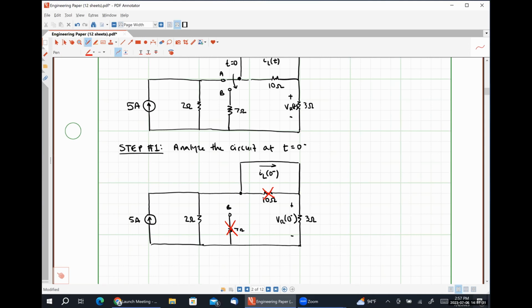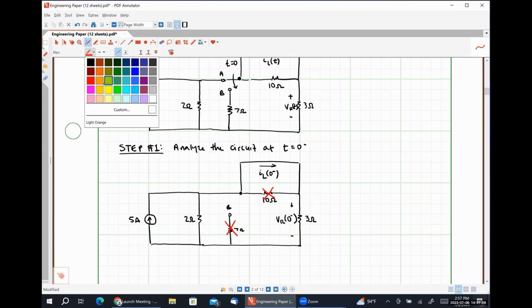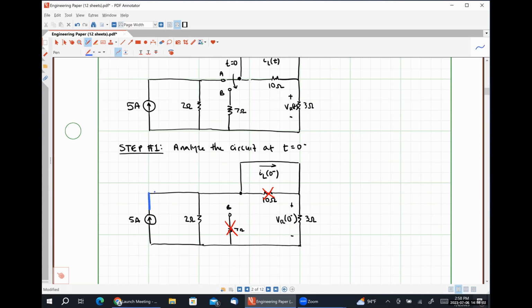When I look at this particular circuit, I see two different things that are jumping out at me, okay? The first thing that I see is that I have a 5 amp source in parallel with a 2 ohm resistor, effectively in parallel with a 3 ohm resistor, because that short circuit bypasses that 10 ohm resistor. Let me show you this, and let me use a different color. Let's do this up here. This is all one node. And this is all one node.